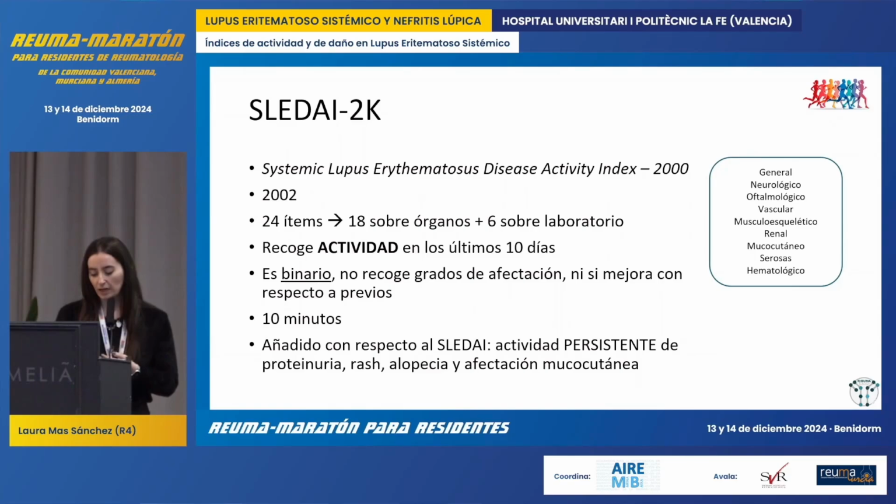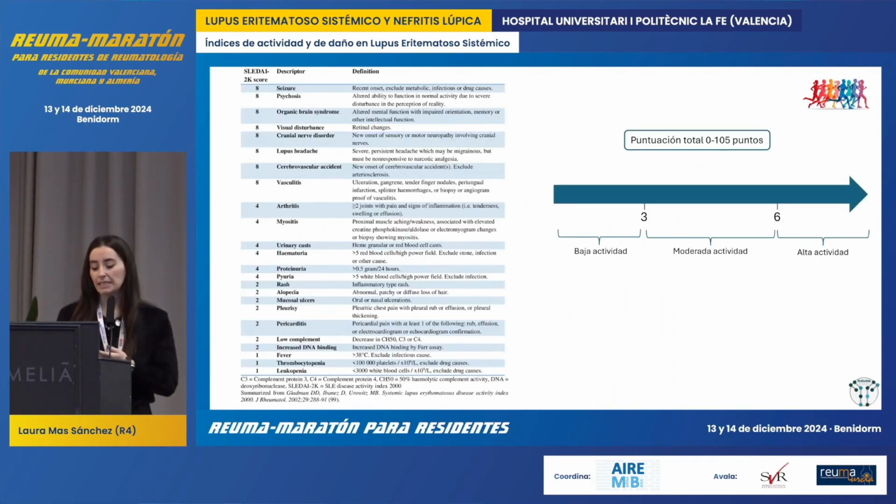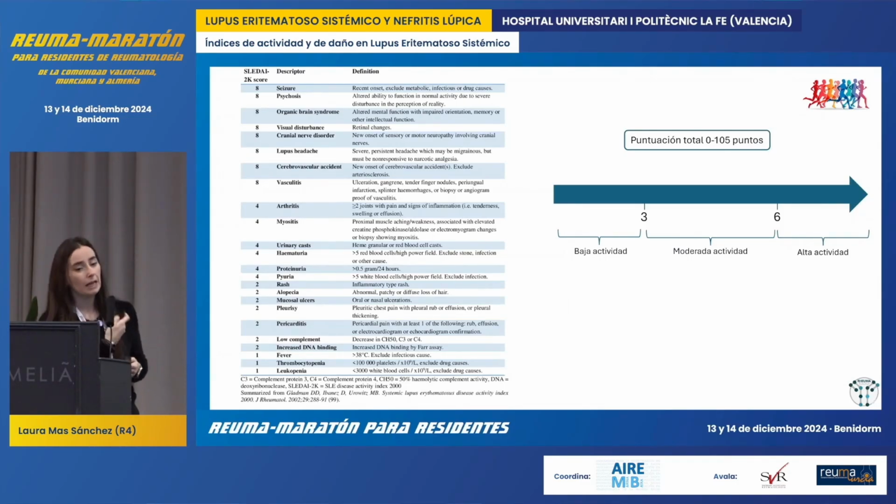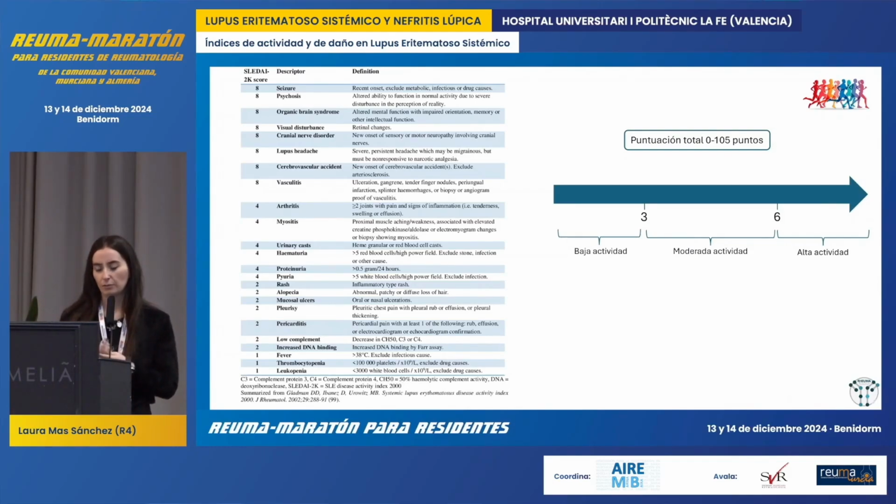It's quite short on the one hand, and it's the SLEDAI-2K, which is an evolution, an update of the previous SLEDAI that existed. And in fact, with the SLEDAI-2K, what it adds is the persistent activity of proteinuria, rash, alopecia, and mucocutaneous involvement. This is the table itself. The ones that score the highest are usually neurological, vasculitic parameters, and so on. And those with the lowest scores are lab parameters or constitutional symptoms like fever.